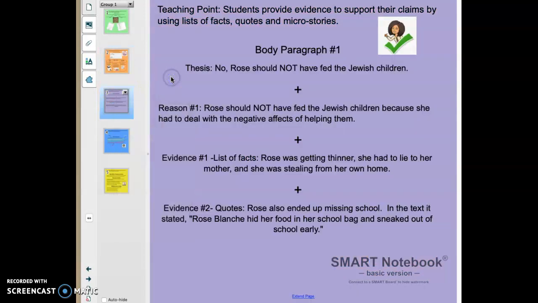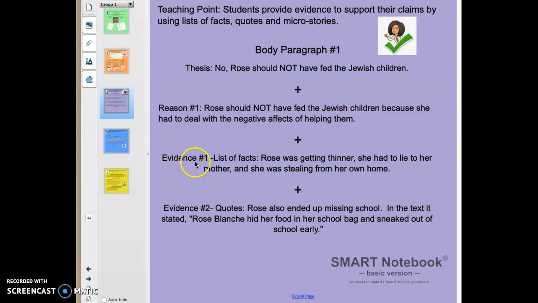So what I did right here is I have a sample body paragraph. I have my thesis, which is clearly stated. No, Rose should not have fed the Jewish children. So I chose a side, right? Then I have my reason number 1. Rose should not have fed the Jewish children. We know we have to repeat our thesis when diving into reason number 1, 2, or 3, because she had to deal with the negative effects of helping them.